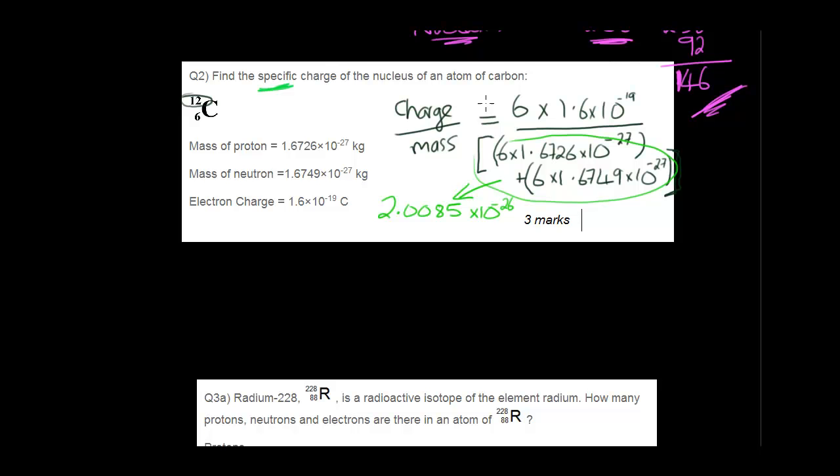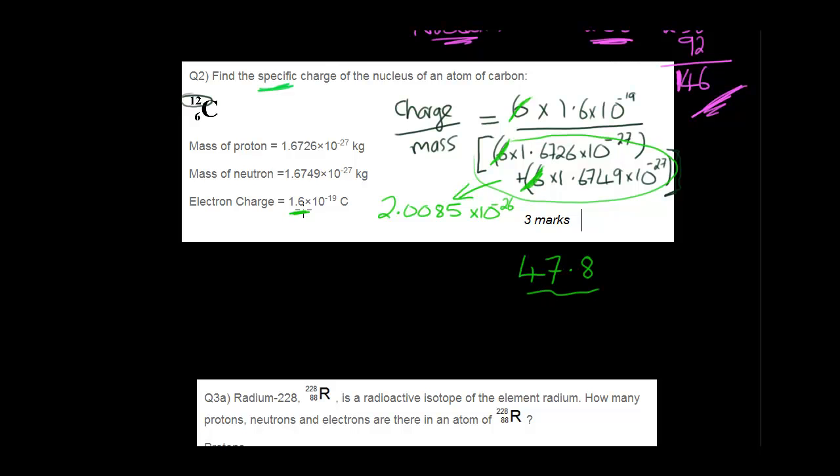Actually, if I was clever, I could have cancelled that 6 there with both of those, and that would have been a lot easier, wouldn't it? Oh well, we'll carry on for the moment. 6 times 1.6 times 10 to the minus 19 equals that. Okay, so what we get is a specific charge of 47.8, and I'm only going to go to 3 significant figures here.